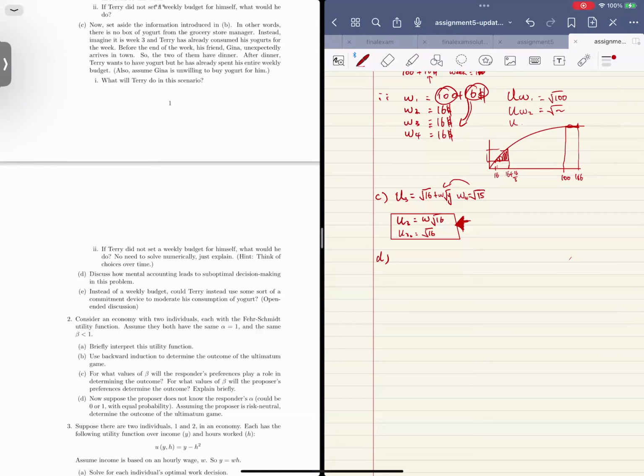Yeah. But that's more development economics. It's not really mental accounting. That's more restricted by the... how do you say those?